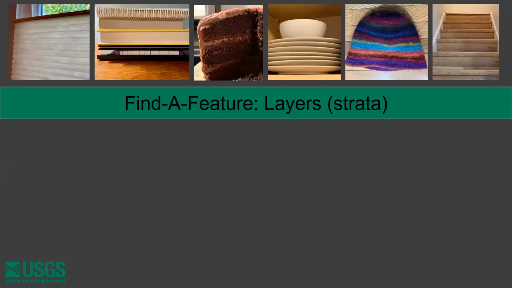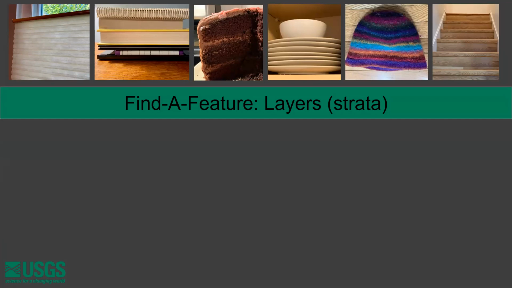Here are some that can easily be found in a home. Layers is one of my favorites. It's really easy to find. So perhaps that's in your blinds on your window, or a stack of items and books on a table, or perhaps a chocolate cake, or perhaps your dishes in your cabinet.